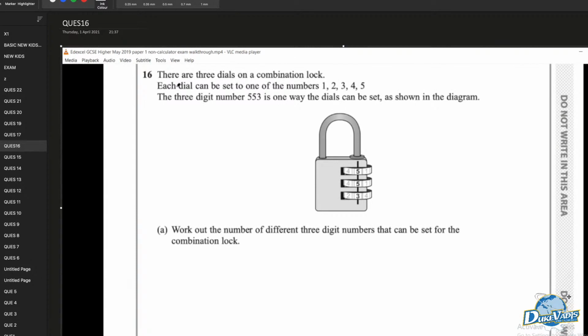It said there are 3 dials on a combination lock. Each dial can be set to one of the numbers 1, 2, 3, 4, 5. The 3-digit number 553, as you can see over here, is one way the dial can be set, as shown in the diagram. Work out the number of different 3-digit numbers that can be set for the combination.